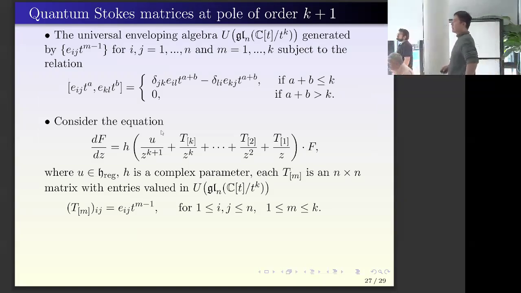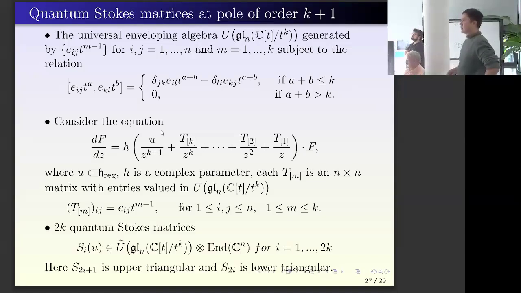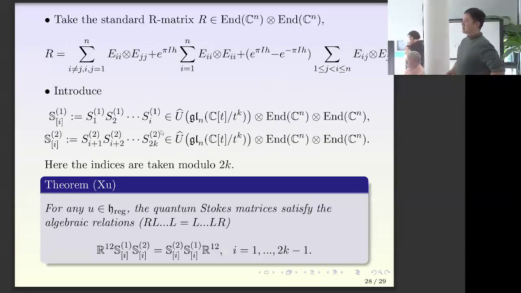So similarly, you can consider the higher order pole case and first consider a universal linear ODE with a k+1 order pole, but with non-commutative variables. Here, T1 to Tk is a collection of the generators of U, the U of this truncated affine Lie algebra. And you can consider its quantum Stokes matrices, now 2k of them. These 2k quantum Stokes matrices satisfy certain algebraic relations, which define your associative algebra structure. That in turn gives you a quantization of the irregular Riemann-Hilbert map.